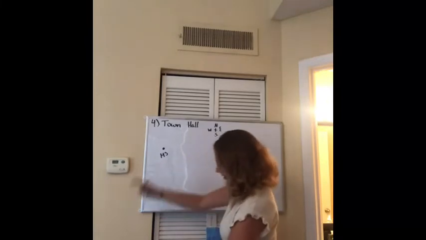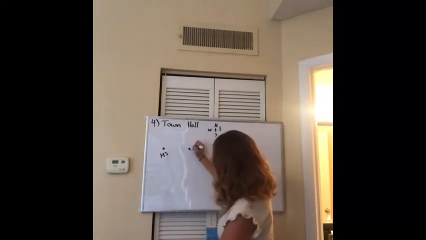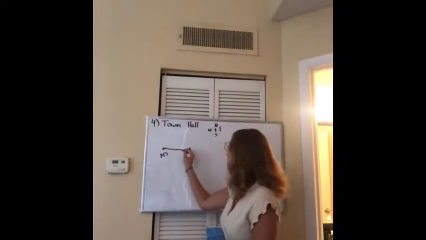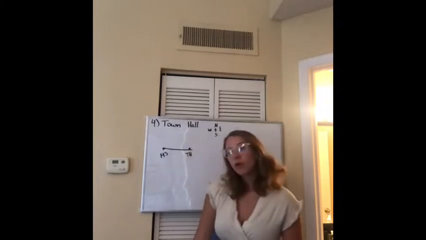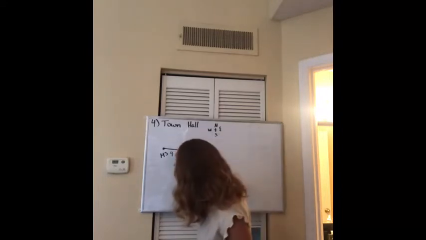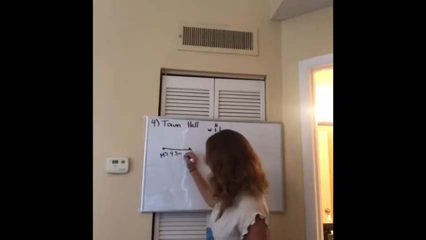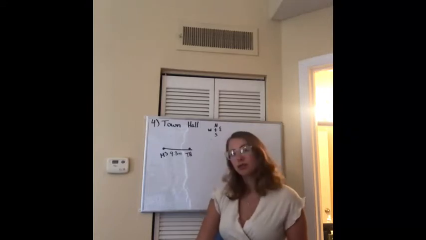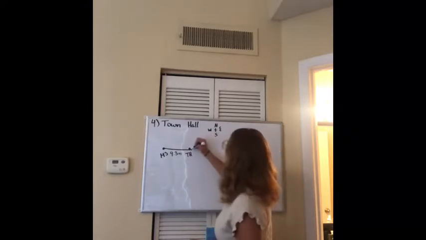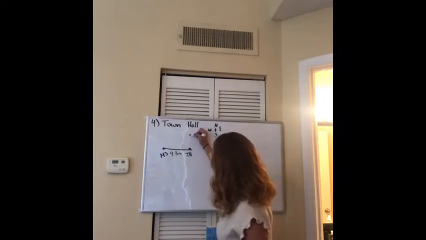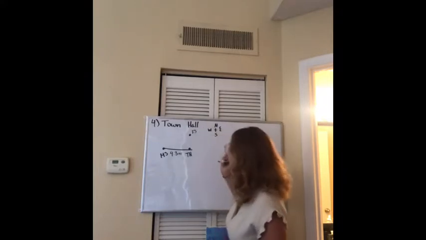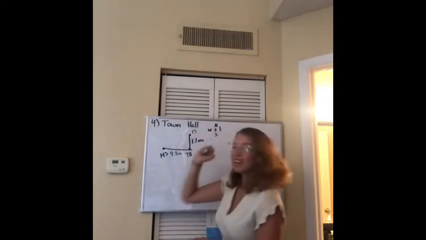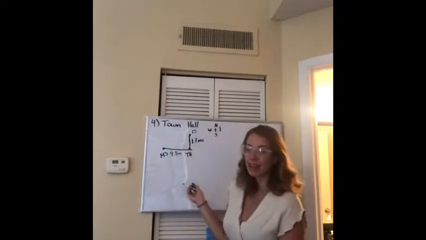So I'm going to draw a dot east and label it TH for town hall. And this distance is 4.3 miles. The next part says the fire station is 1.7 miles north of town hall. So I'm going to go north of town hall, label it FS for fire station, and this is 1.7 miles. It's okay that it's not perfectly to scale.